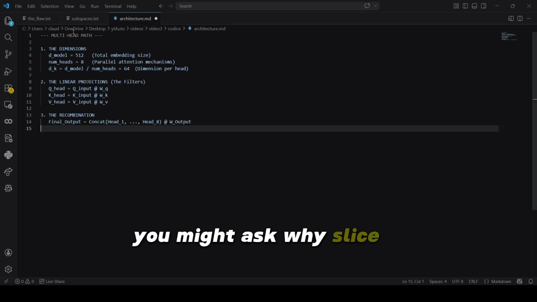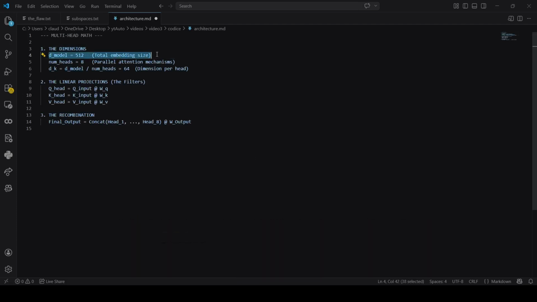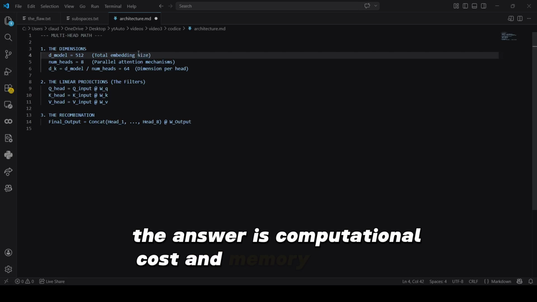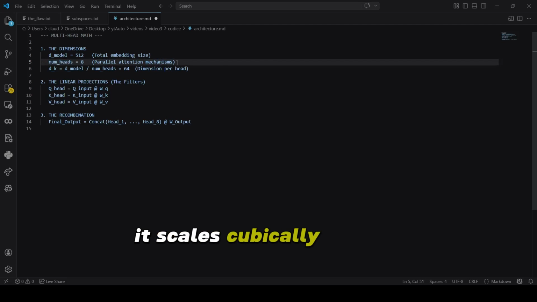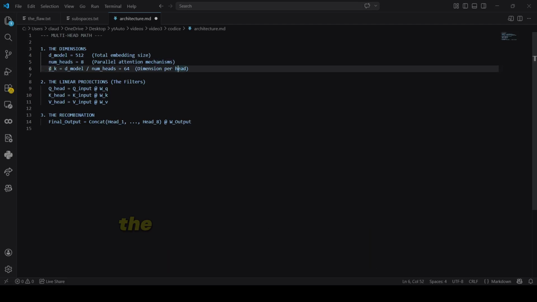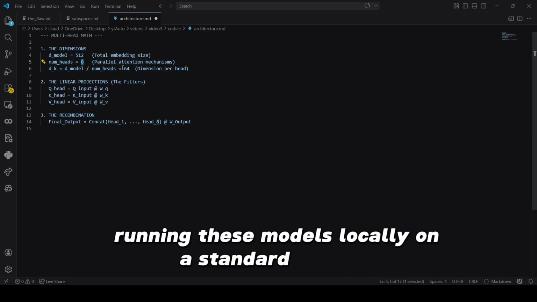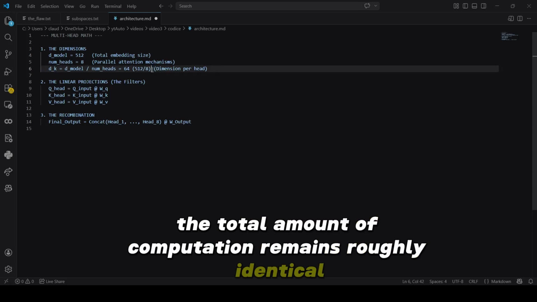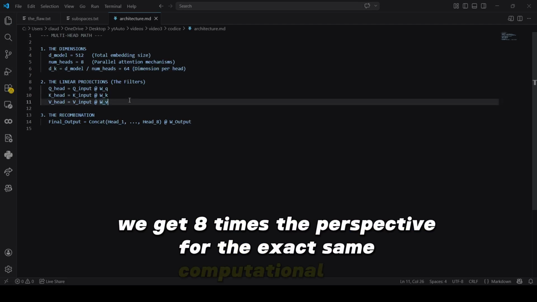Let's look at the mathematics of why this is considered an absolute engineering masterpiece. You might ask, why slice the dimensions at all? Why not just run 8 full-size attention mechanisms in parallel, each processing all 512 dimensions? The answer is computational cost and memory bandwidth. Matrix multiplication is incredibly expensive. It scales cubically. If we ran 8 full-size attentions, the memory and computational requirements would be devastating. Running these models locally on a standard machine would melt your hardware. By dividing the d_model dimension by the number of heads, the total amount of computation remains roughly identical to a single-head attention layer. We get 8 times the perspective for the exact same computational price.